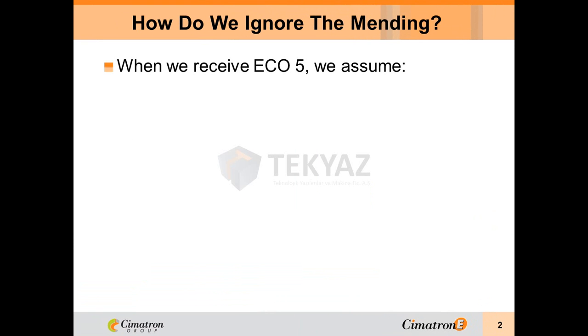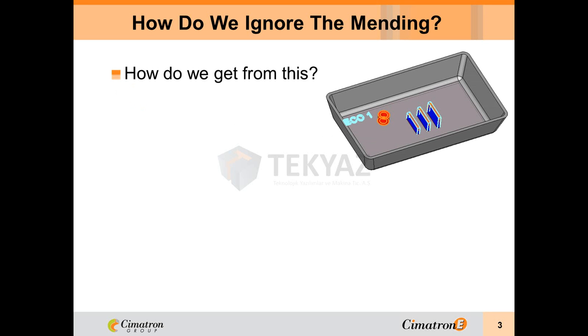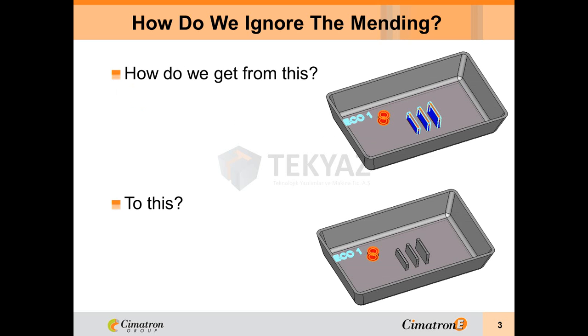First of all, for this explanation, let's assume that the ECO we receive is ECO number 5, and the previous ECO was well implemented. Now the previous ECO can be ECO 4, ECO 3 if we skipped one, or any other ECO, it doesn't matter as long as we tell the system what is the previous ECO. And for this discussion, we will assume it was ECO 4. So how did we get from all this mess, including the mending, to a state where we see only the changes that are correct?